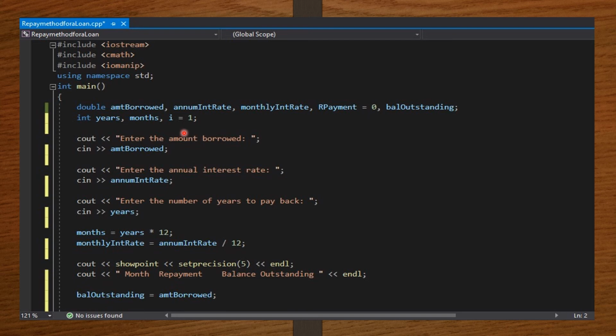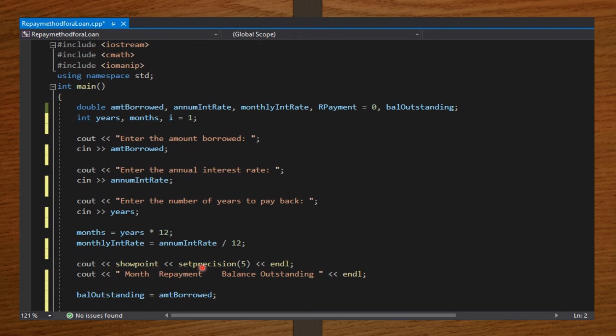Then I take the input from the user: the amount borrowed, the annual interest rate, and then the years. Then I convert the years to months and the annual interest rate to monthly interest rate. Then I say cout showpoint, setprecision, endl. Now this showpoint means that when the computer would convert the actual value to scientific notation, it should change to a point value. So as the name tells, showpoint, it should display it as a decimal. It should show a point, right? The mantissa. Then it should set the precision to 5, meaning 5 place values.